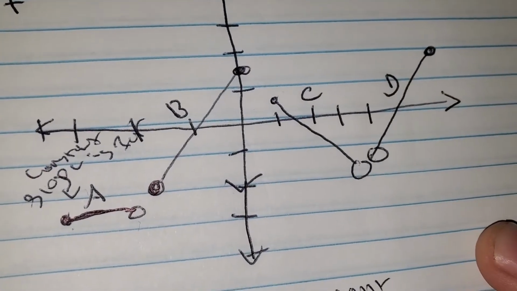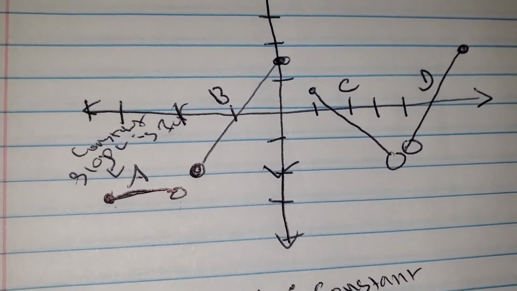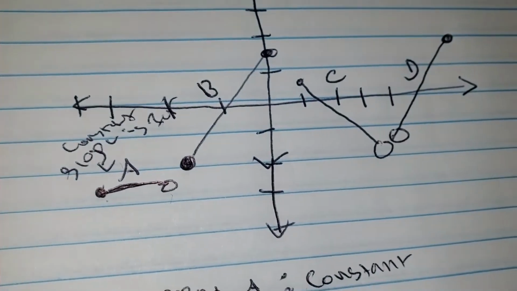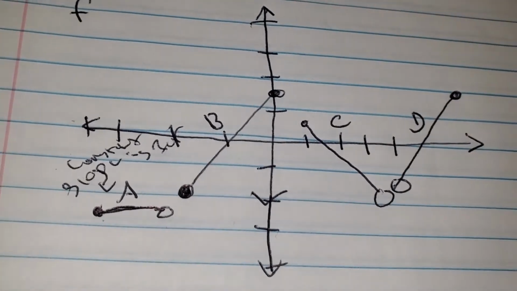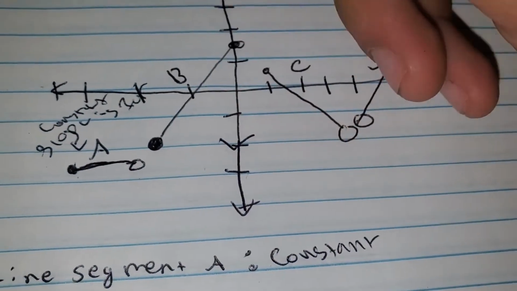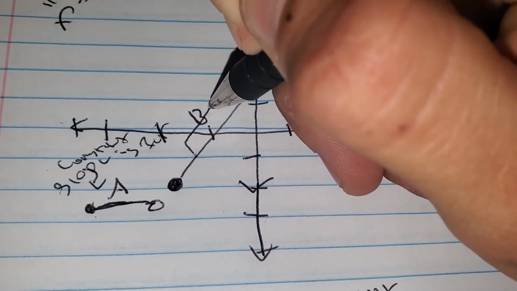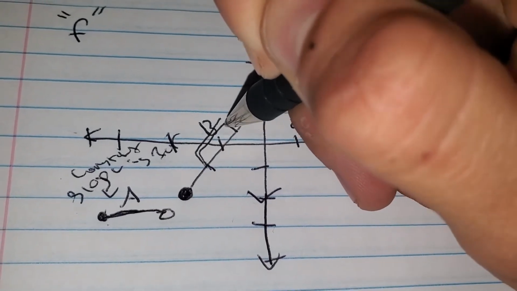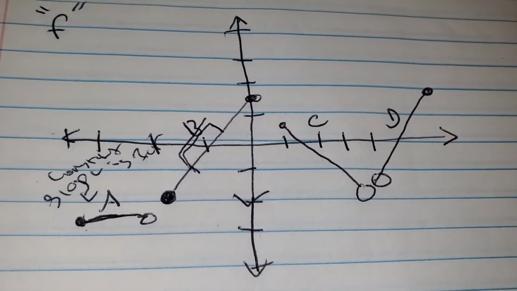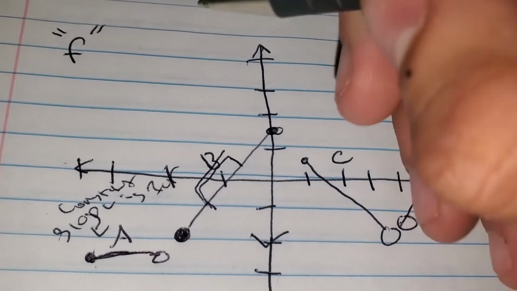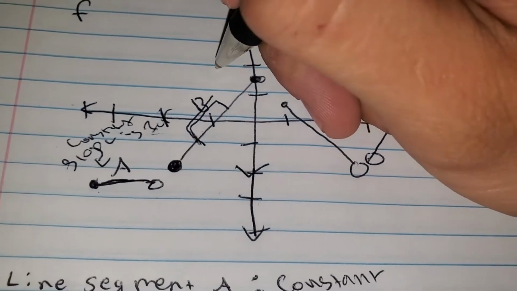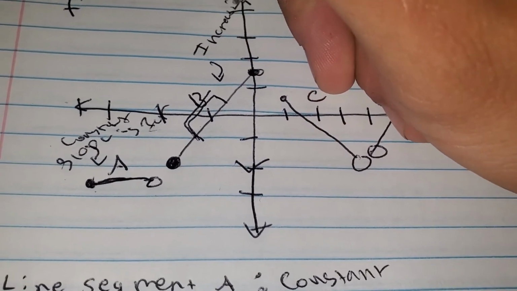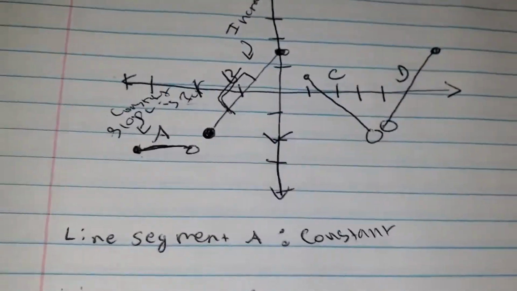Now line segment B. Same approach: is the slope positive or negative? The rise over run is positive, so the slope is positive. Sorry, I'm bad at drawing at an angle. As you can see, we go up and we go over, so this is a positive slope, which means the function is increasing.